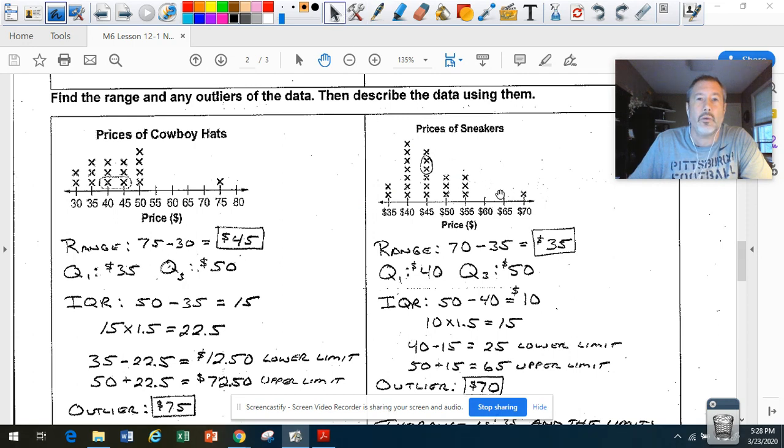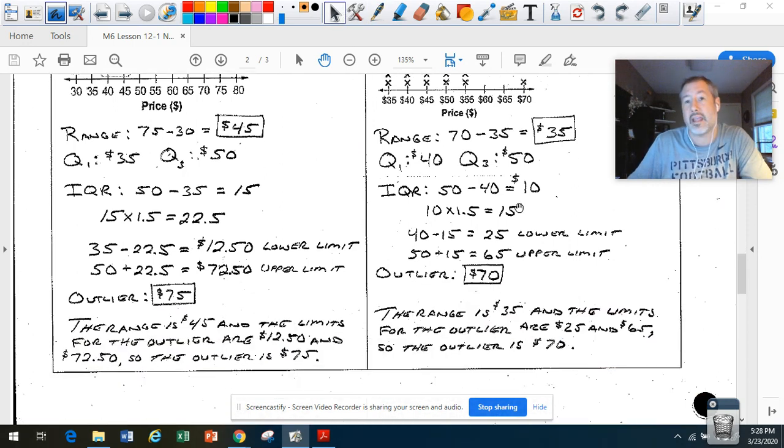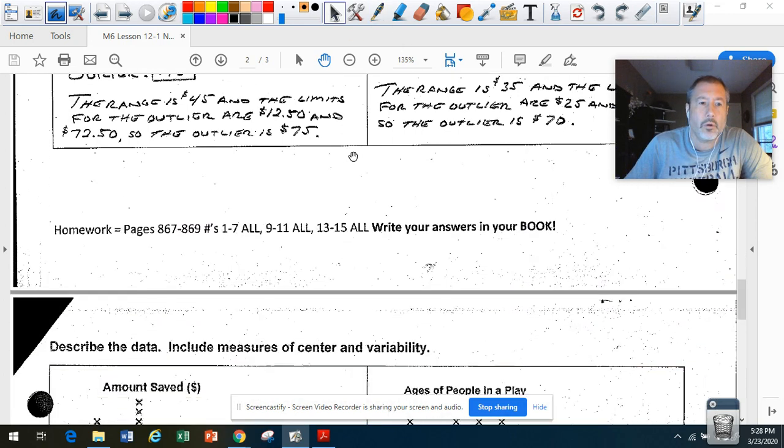So let's see, how can we describe this data? So the range is $35. And the limits for the outliers are $25 and $65. So the outlier is $70. So we just described our information there. Let's continue and see what we have here.